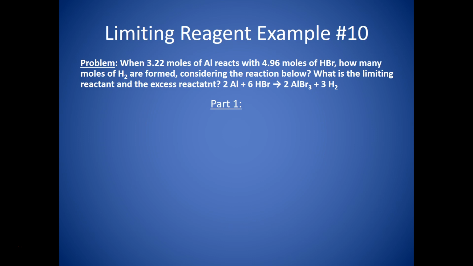So I want you to try this one on your own. You are asked, when 3.22 moles of aluminum reacts with 4.96 moles of HBr, how many moles of hydrogen are formed? Considering the reaction below. What is the limiting reactant and what is the excess reactant? And the formula you're given is 2Al plus 6HBr produces 2AlBr3 plus 3H2. So I want you to pause this video and try this one on your own. Come back when you're done.